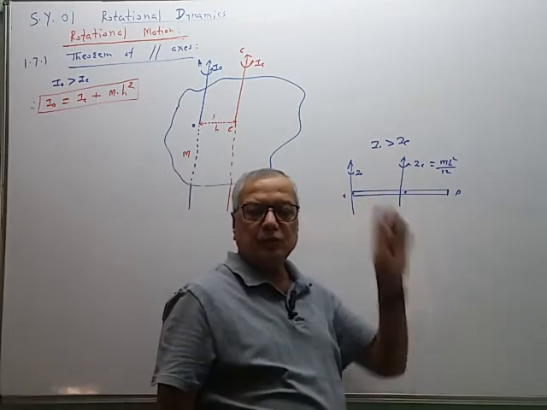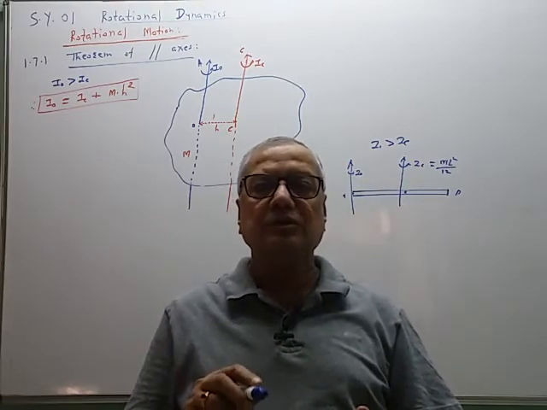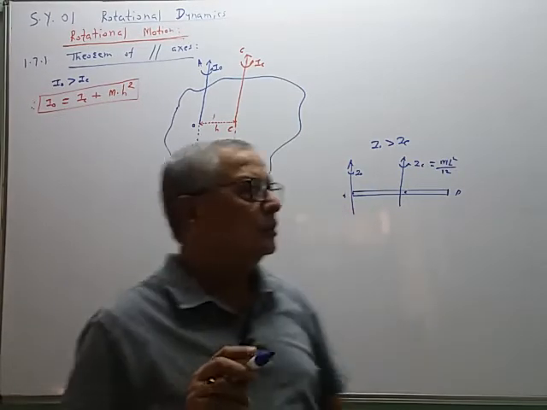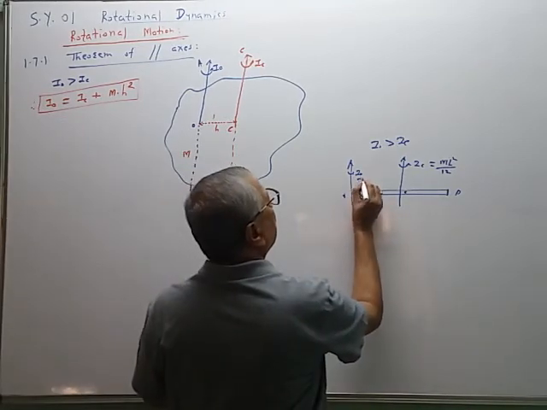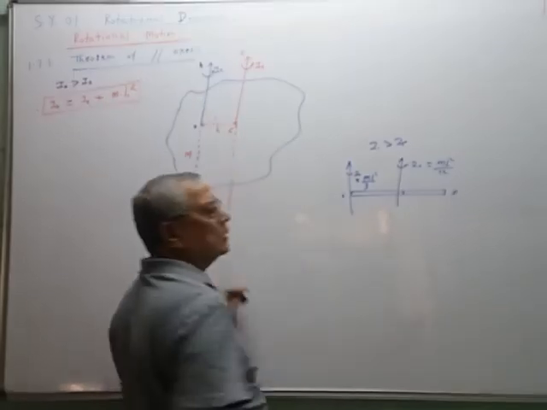So as the position of the axis of rotation changes, the moment of inertia changes because the mass distribution also changes. So we can prove this value, and it is found to be ml square by 3. How?